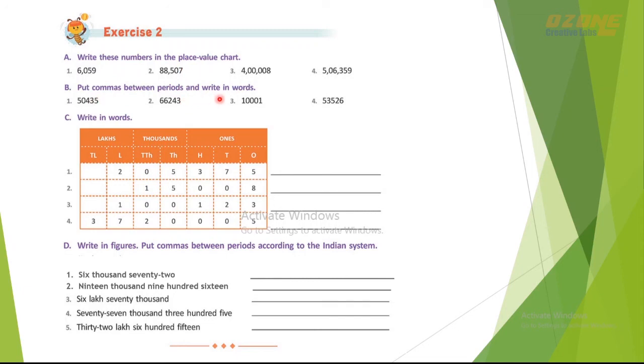Put commas between periods and write in words. Put commas from the end, before 3 digits 1 comma, then before 2 digits 1 comma, and so on. Write the numbers in words. Now the place value chart is given, write those numbers in words. D. Write in figures, put commas between periods according to the Indian system. So number names are given, we need to write the numbers and we need to put commas.